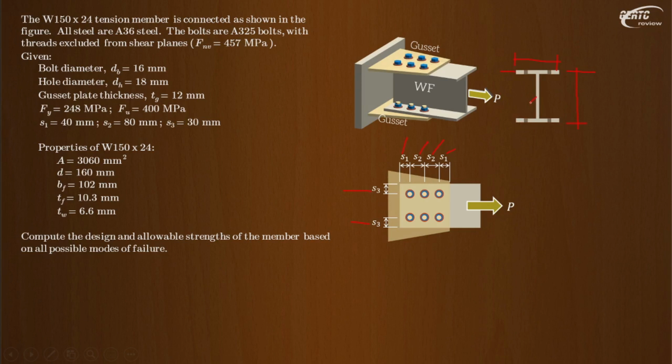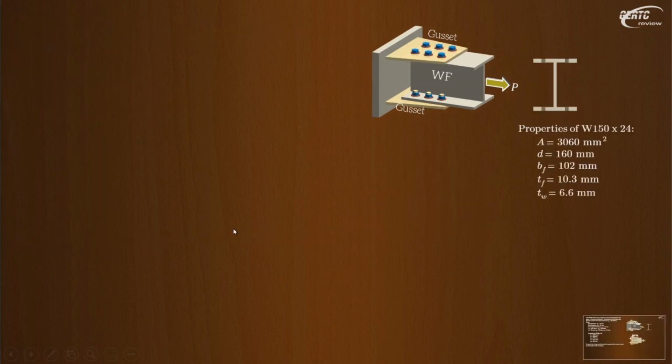So we will compute the design and allowable strengths of this member based on all possible modes of failure which I have discussed a while ago. Right? So tension yielding on gross area, rupture on net area, block shear strength, bolt shearing strength, bearing strength, and so on. Okay? Alright, so let's have the first part based on gross area yielding. I will be doing this in this part, gross area yielding and net area rupture.